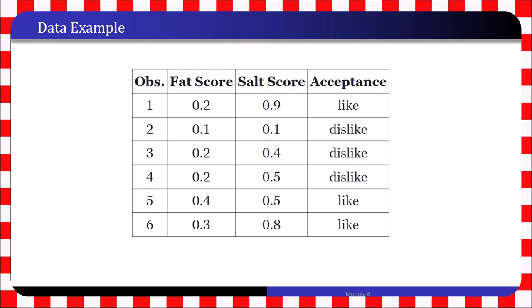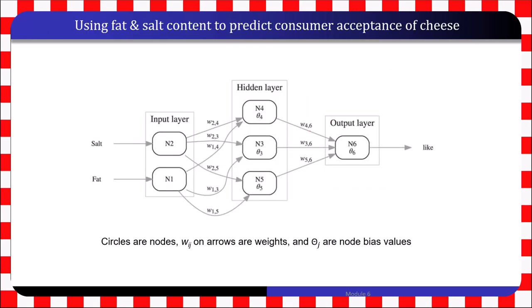indicating the relative presence of fat and salt in the particular cheese sample, where 0 is the minimum amount possible in the manufacturing process and 1 is the maximum. The outcome variable is the cheese sample's consumer taste preference, where like or dislike indicate whether the consumer likes the cheese or not. This figure describes an example of a typical neural net that could be used for predicting cheese preference by new customers based on these data.